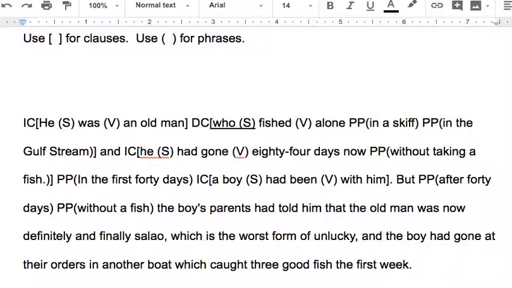Now let's see if we can find any verbs. The boy's parents had told. There we go. So had told is our verb. To the left of that, the boy's parents is our subject.